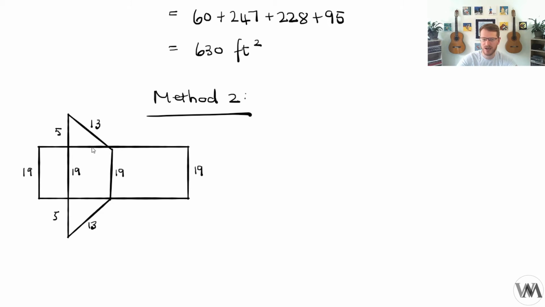And then this height, the height here was 12. So there I've got 12 and 12. This part here will be the same as my base of my triangle. So this will be 5 and this will be 5. And then finally, this here will be the same as my hypotenuse.